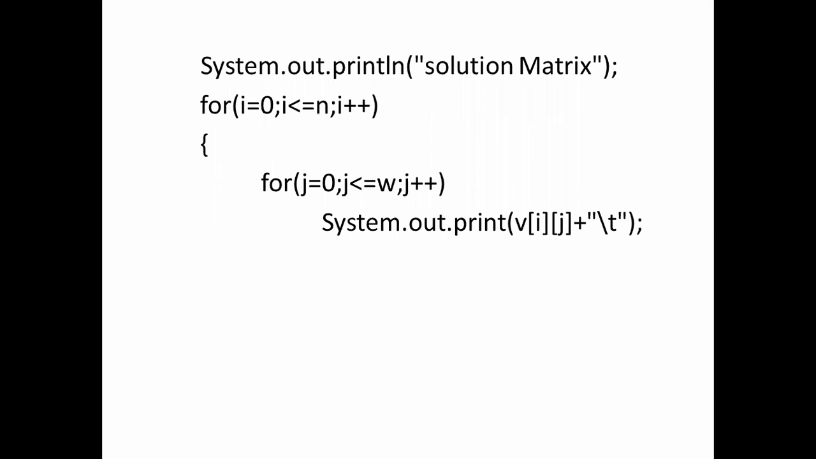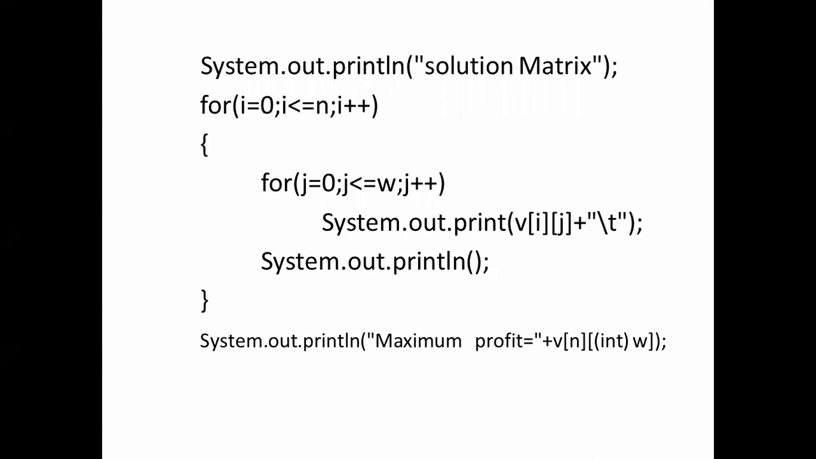Until that, it should not give. Between two numbers, it has to give only a tab space. v of i j, then a tab space. Then System.out.println: after displaying the entire row, give one new line here. So System.out.println will include a new line. Then we are closing this, so it will display in the form of the matrix. Okay, System.out.println maximum profit is equal to v of n, int of w.